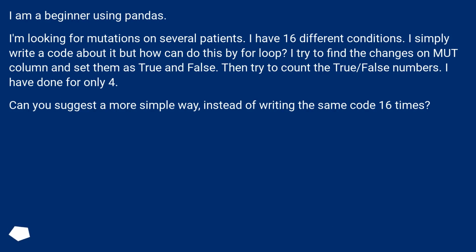I try to find the changes on the mut column and set them as true and false. Then I try to count the true/false numbers. I have done it for only 4. Can you suggest a simpler way, instead of writing the same code 16 times?